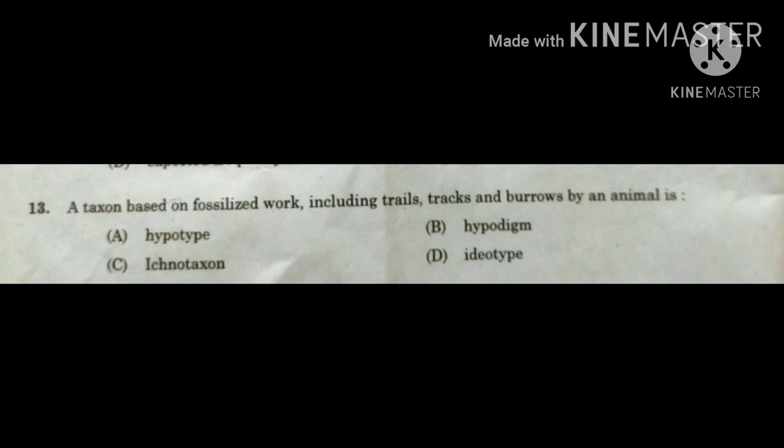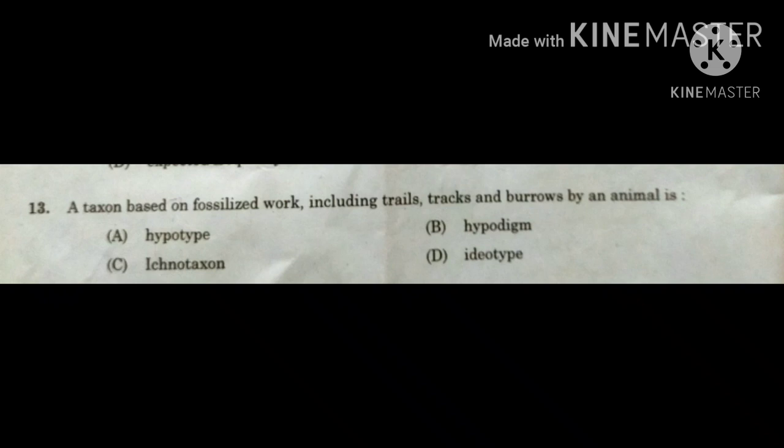In hypotype, a particular plant or animal is described based on the data available in previous publications, or it is described based on certain figures. Such a type of type specimen is known as hypotype. Option B is hypodigm. Hypodigm means it's a sample from which the characters of a particular plant or animal or a population are described.